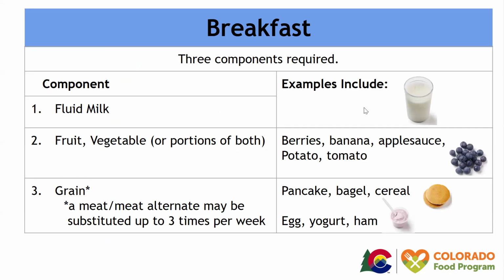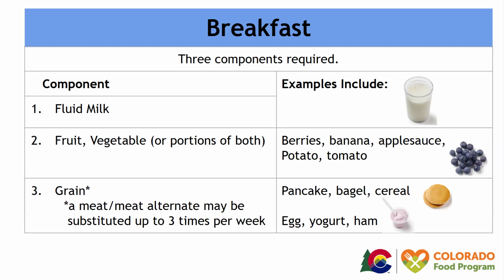Alrighty, so this is the breakfast meal pattern. So of those previously listed 5 components, breakfast requires 3. So the 3 that are required are fluid milk, a fruit, vegetable, or portions of both, such as berries, banana, potato, tomatoes, applesauce. And then the third is a grain.